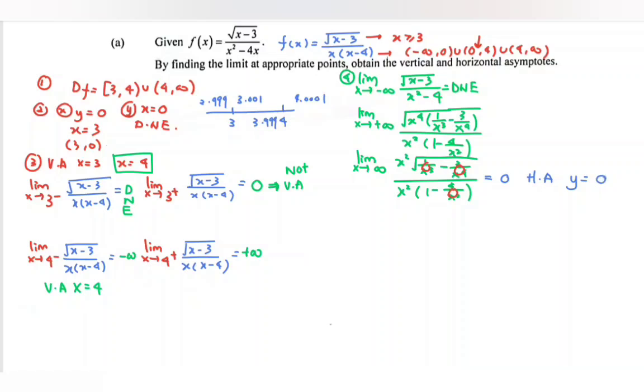Continue. Let's say we want to sketch the graph. Okay, refer to the xy axis. Referring to step number 1, we have 3 and also 4. Let's say 1, 2, 3 and then 4. Continue. We have the point (3, 0). So here let's say we have (3, 0). Then continue. We have the vertical asymptote when x is equal to 4.